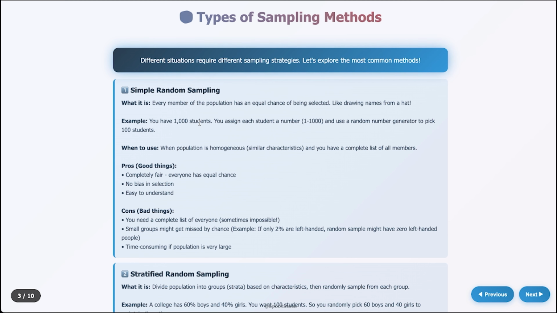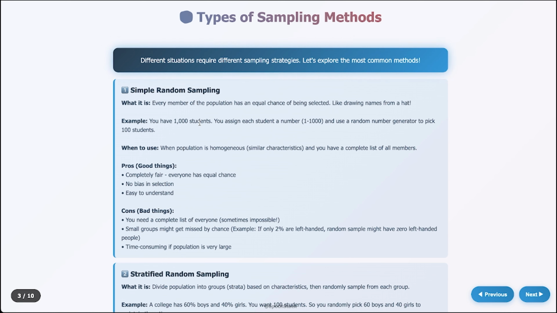Okay, and now we are using the random number generator function from any coding language, that is JavaScript or Python. Okay, and you have to select only the 100 students. In that case, all students have equal chance of being selected because there is no bias. Okay, and when this strategy is used, for example, you have the population which is homogeneous, means it has similar characteristics, and you have the complete list of all members. In that case, you will be using the simple random sampling.